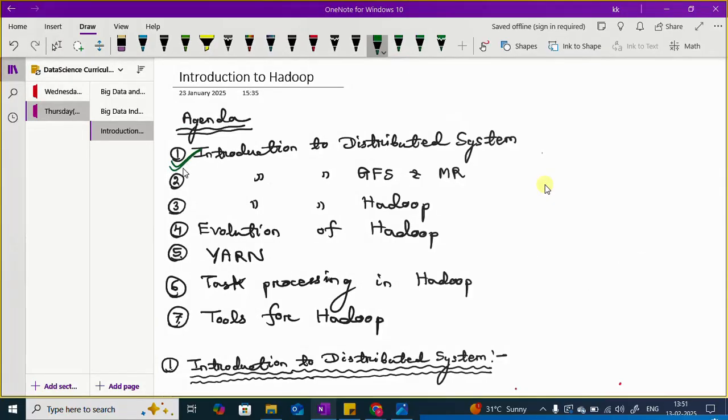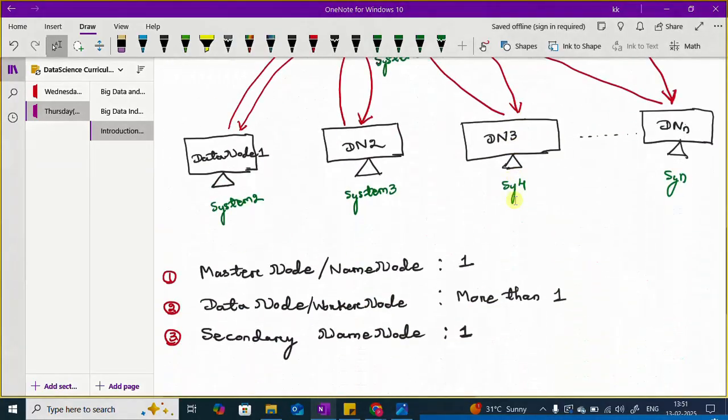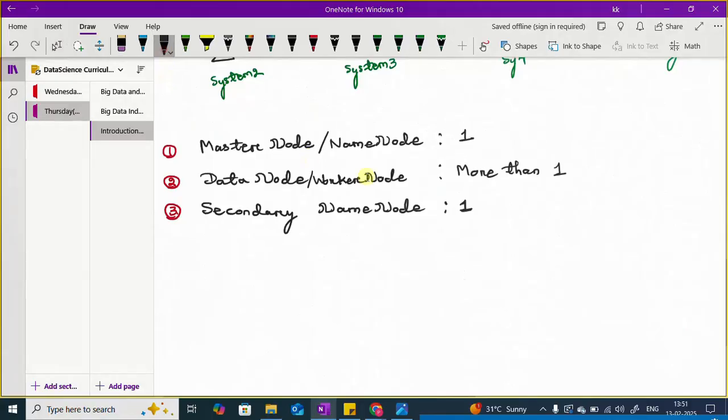Okay, so I'm just talking about the introduction to distributed system. So typically, a distributed system looks like this. If I write the note or conclusion in one line, a distributed system is nothing but a kind of master slave architecture.